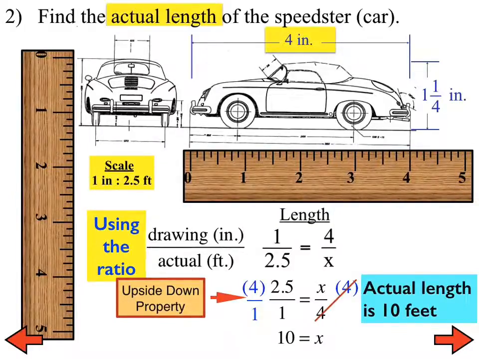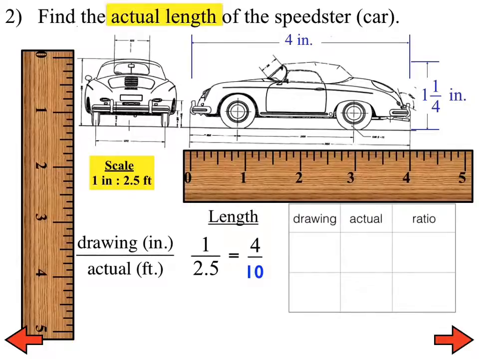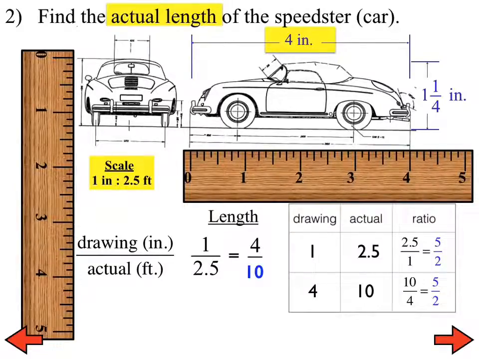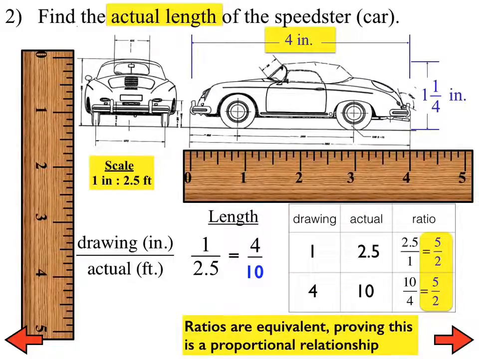Let's check our answer in the table. Drawing was 1. Actual was 2.5. Y over x, not x over y. That would be 2.5 over 1, which is 5 over 2. Then we just figured out that the actual was 10. So that's 4 and 10. 10 over 4 also reduces to 5 over 2. Are they equivalent? Yeah. So that means this proves we have a proportional relationship, that our scale was correct, that we found a correct answer.